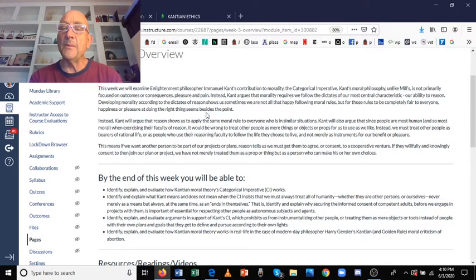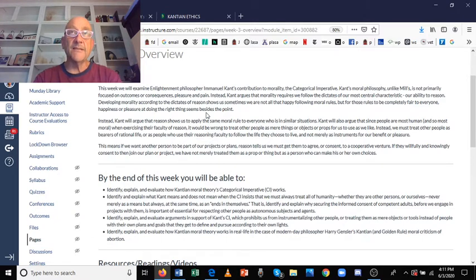Kant's also going to argue that people are most human, therefore most moral, when exercising their faculty of reason. So it would be wrong to treat other people as mere things or objects or props. The mere here is important to use as we like. In other words, treating people merely as objects for your own benefit is to deny them their humanity and treat them as mere things or objects, and we'll see more about that shortly. Instead, we must treat other people as bearers of rational life, or as people who use their reasoning faculty to follow the life they choose, and not merely as instruments for our benefit or pleasure.